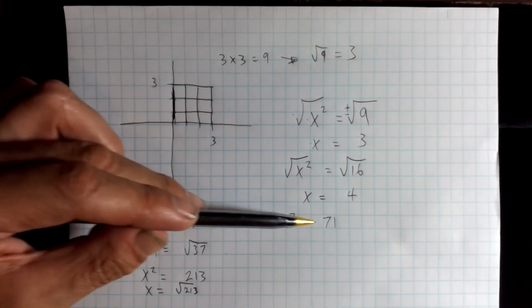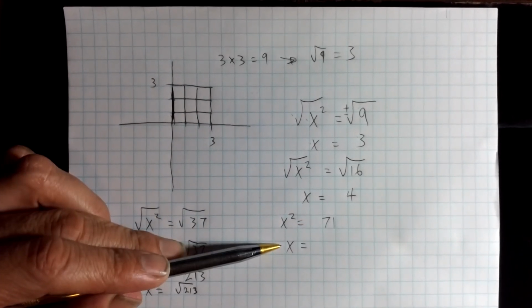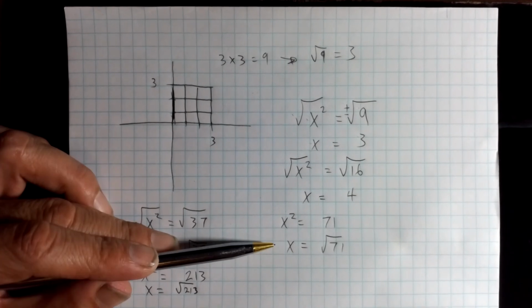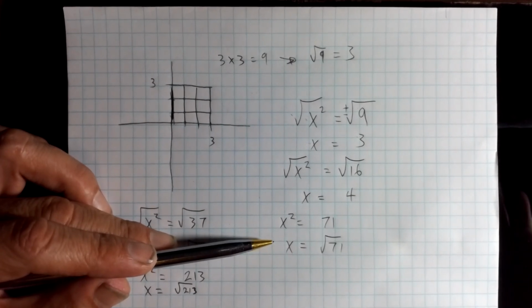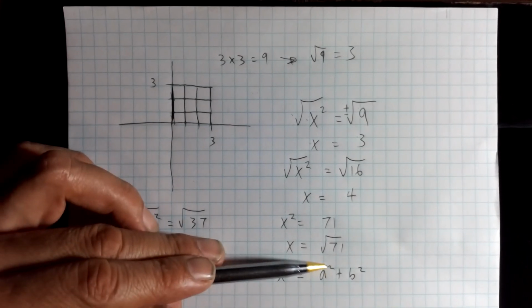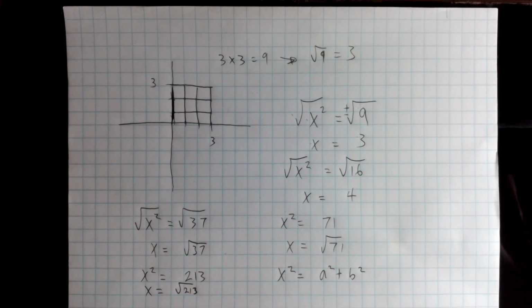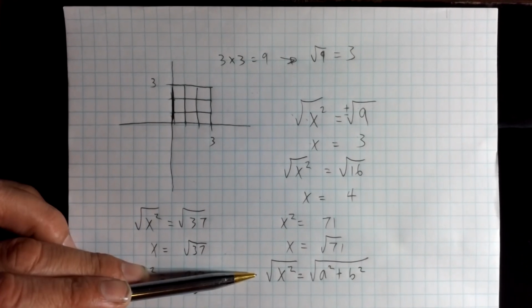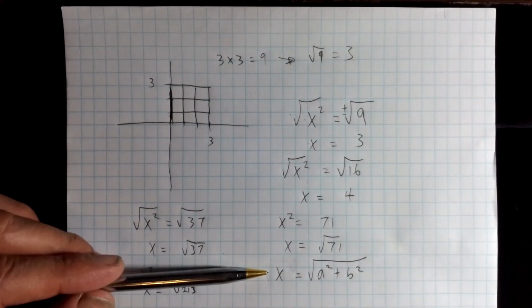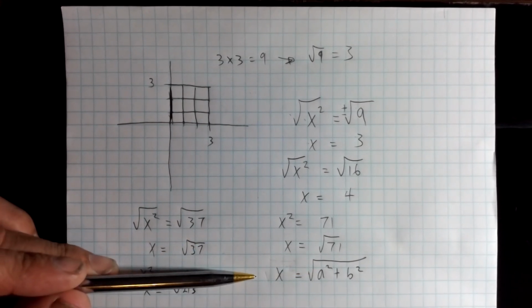If x squared equaled the prime number 71, hopefully by now you would know that x equals the square root of 71. Now, if x squared equaled something weird like, say, a squared plus b squared, and I just wanted to know what x is, I take the square root of both sides, and it turns out that x equals the square root of a squared plus b squared.